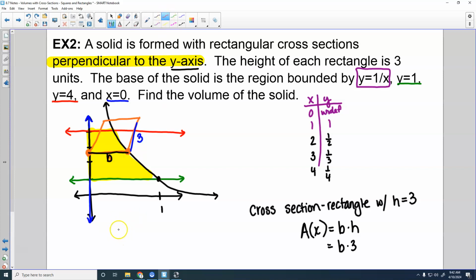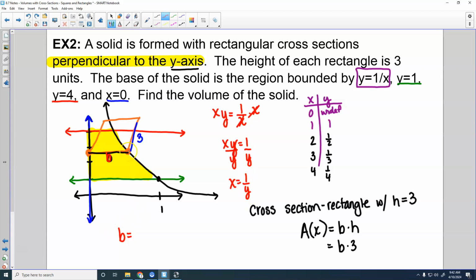So B right here, that is going to be the furthest right minus the furthest left, but it needs to be in terms of Y. Is that black equation right there in terms of Y? It is not. So we got to solve it for X. So we got Y equals 1 over X. To solve that for X, we'd multiply both sides by X. So we'd get XY equals 1. Then what would we do? Divide by Y. Basically, your X and Y just trade places. So X equals 1 over Y.